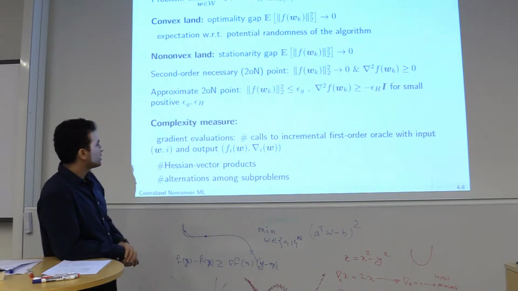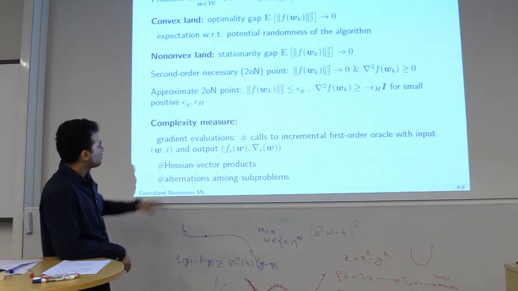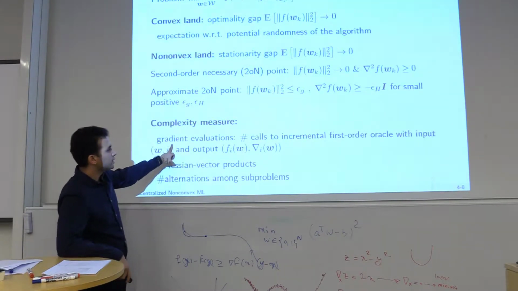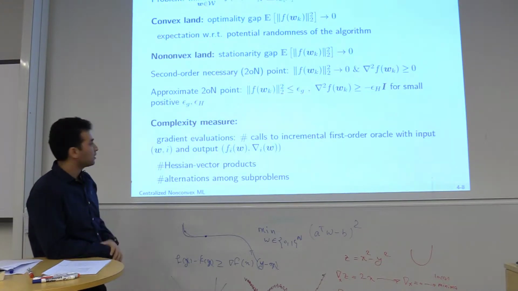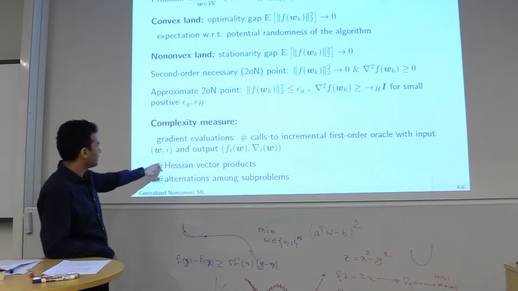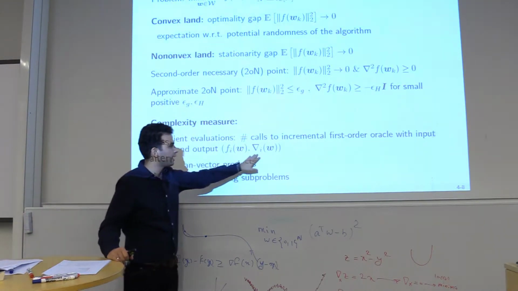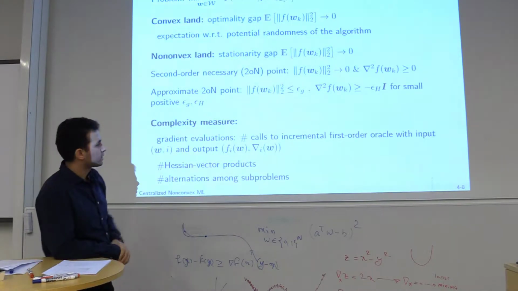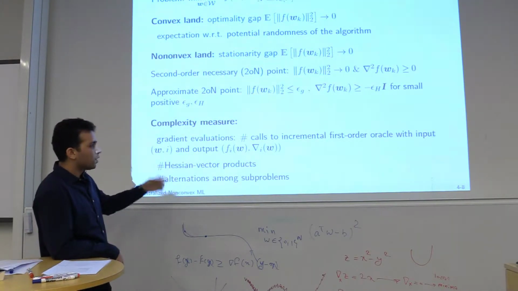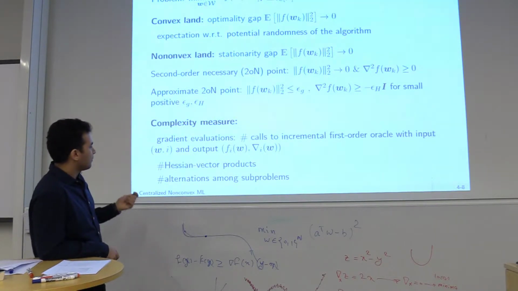And then there are lots of complexity measures here. The number of these measures is a little bit richer than in convex analysis, which is mainly based on the number of iterates. Here, there are lots of things. First is the number of calls to the gradient oracle, so the number of gradient evaluations, as we have seen. You give a point and an index, and the gradient oracle will tell you the function value and gradient at that index, at that point. The number of times that we need to call this gradient oracle is called the gradient evaluation complexity.